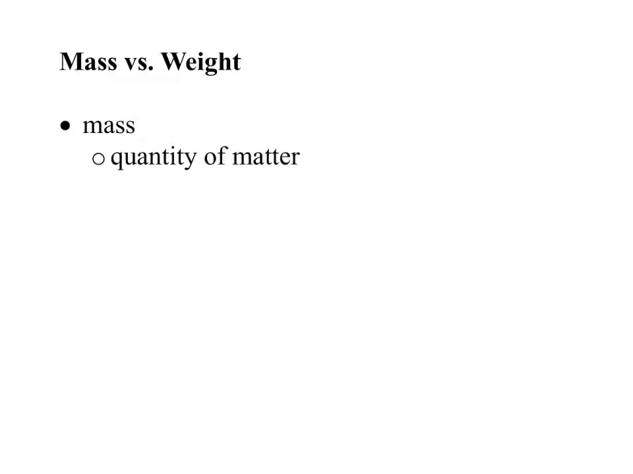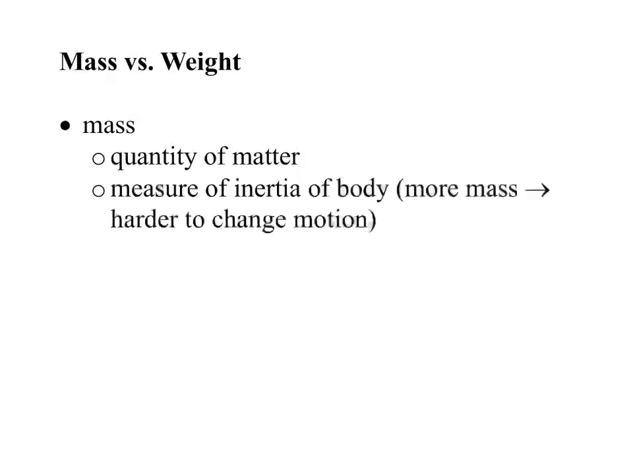Mass is just how much matter is in something. If I want something's mass, then I want how much matter is there. It's also a measure of the inertia of the body. Basically, when something has more mass, it's more difficult to change its motion, right? If it has more mass, then you have to apply more force to get it to accelerate. So this is actually the thing that we measure in kilograms or pounds or something like that.